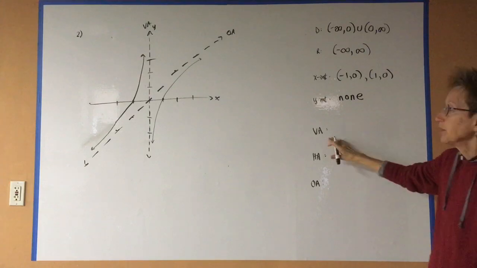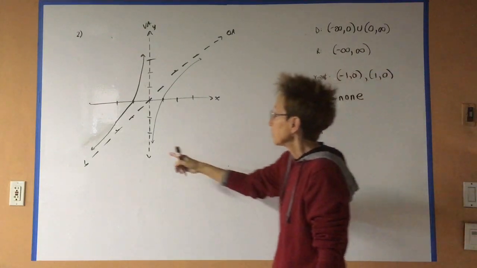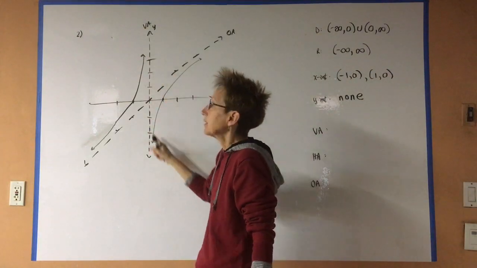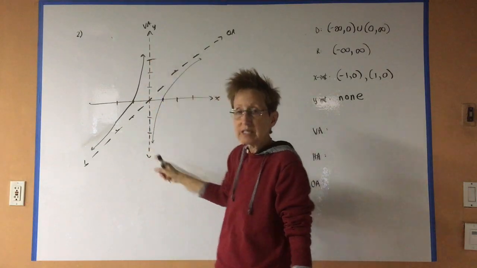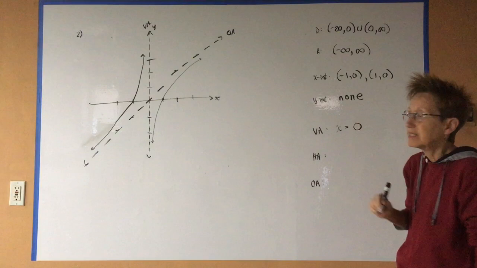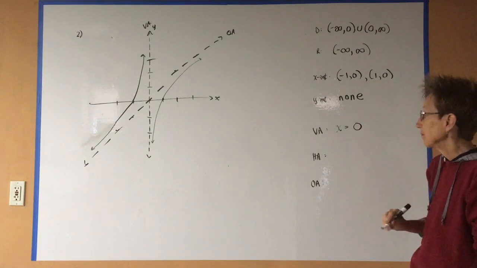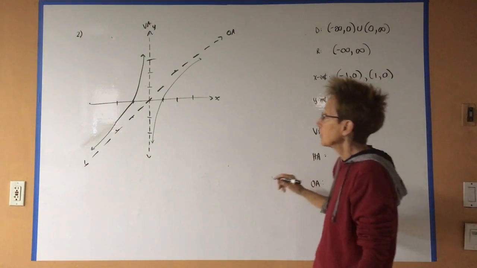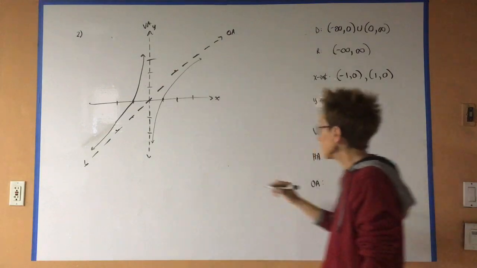In terms of a vertical asymptote, there is one right here. And what would be the equation of that vertical asymptote? It's a vertical line, so it would be x equals a number, and what number is x there? 0. Horizontal asymptotes, I see no horizontal asymptotes, so there are none.